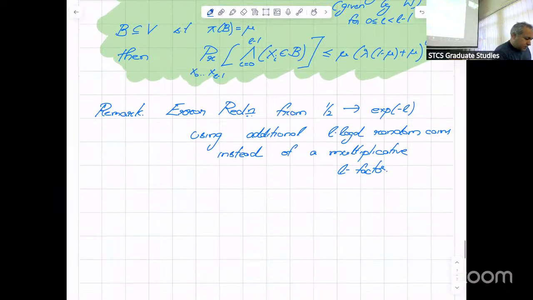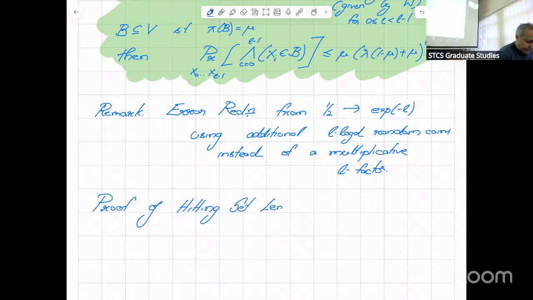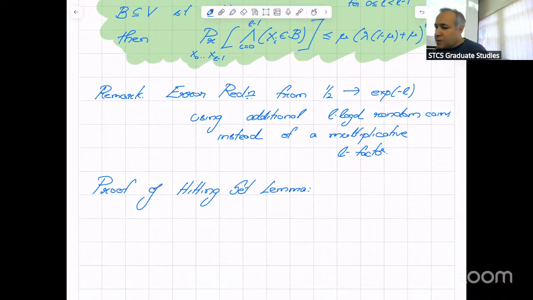Okay, that's the proof of the hitting set lemma. Any question on the statement of the hitting set lemma?